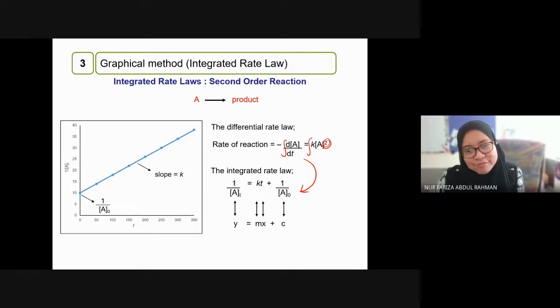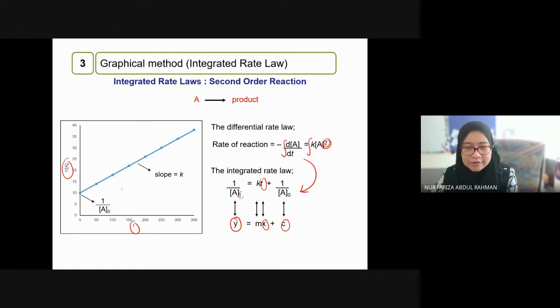Basically dia punya susunan tu lebih kurang sama. It's just that for this one, dia ada slightly different. For second order, it will be 1 over [A]. The placement of [A] at time t is still the same, [A]t as the Y, the time is X, and 1 over [A]0 is the C. So bila you kena construct graph, t will be your x-axis, 1 over [A]t will be your y-axis.